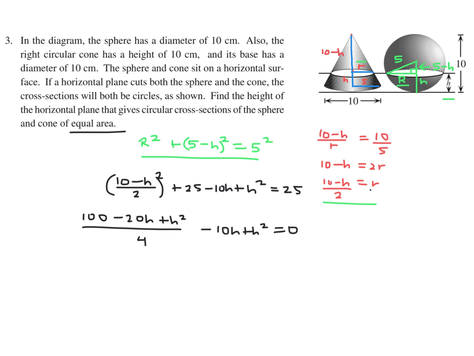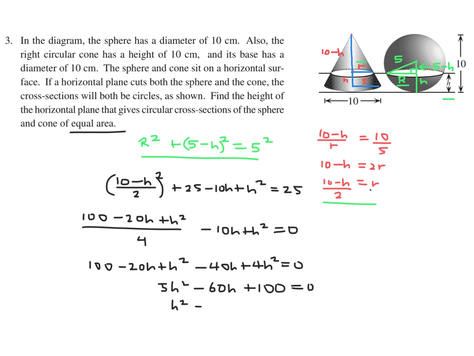And multiply through by 4 and we get 100 minus 20H plus H squared minus 40H plus 4H squared is equal to 0. Collect like terms. We have 5H squared minus 60H plus 100. Divide through by 5, we get H squared minus 12H plus 20. Okay, I'm pretty sure this factors very nicely. (H minus 10)(H minus 2). So that means H is either 10 or 2.